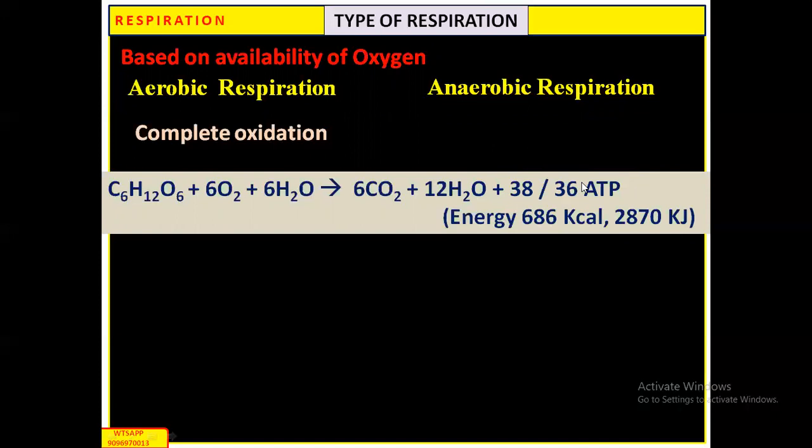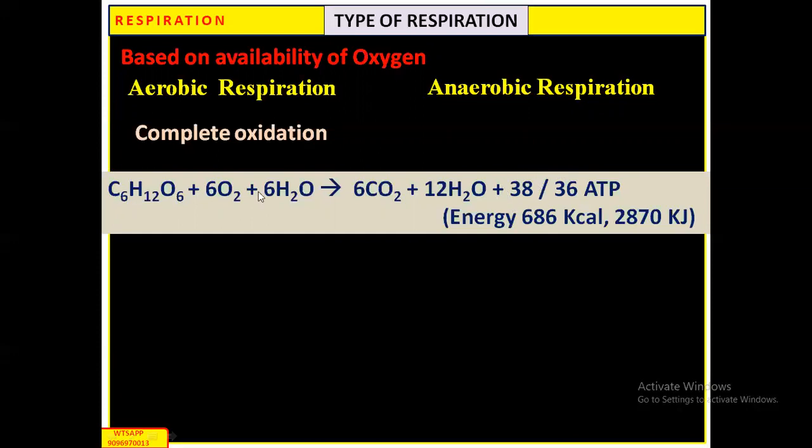What is the reason for writing 36 or 38? If you are not familiar with this one, we will become familiar with how this 38 or 36 is coming. The glycerol phosphate shuttle and the malate aspartate shuttle are carried out. That is the reason that 38 or 36 ATP is produced. Later on you will be able to know why this 36 and 38 can be written here. Then we are considering 38 ATPs.